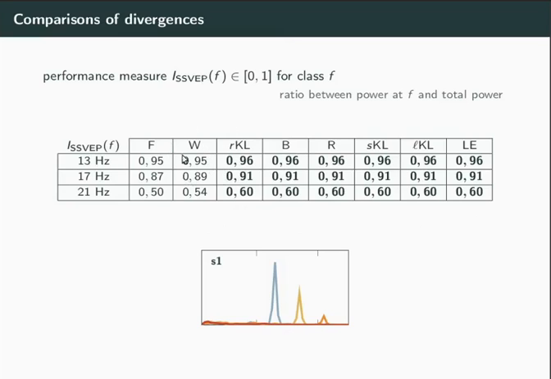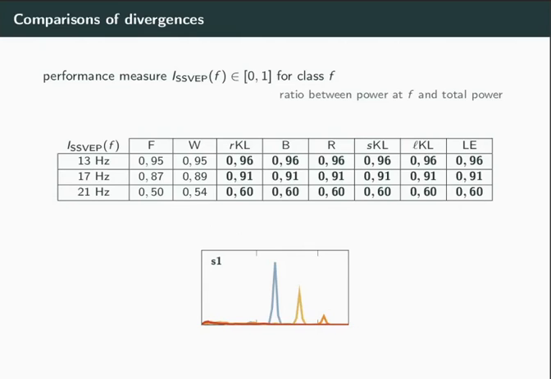And for these two, as before, they perform well for a good signal to noise ratio, but when it comes to the smaller signal to noise ratio, they perform significantly less than the other divergences. And all the other divergences have the same performance.